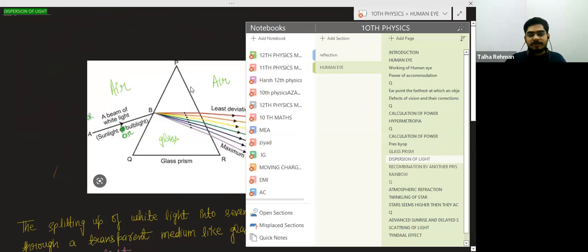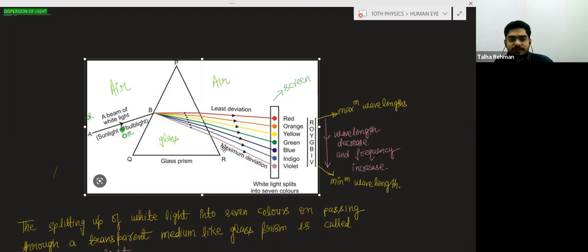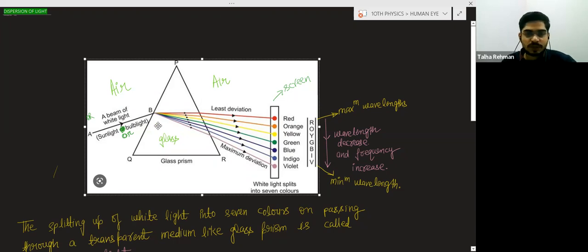But what is the explanation for that? Why is the red color at the top, and why is the violet color at the bottom? Why is the red color least deviated? Why is the violet color the maximum deviated? So basically, what happens when this white light is passed through the prism? Splitting of light takes place.